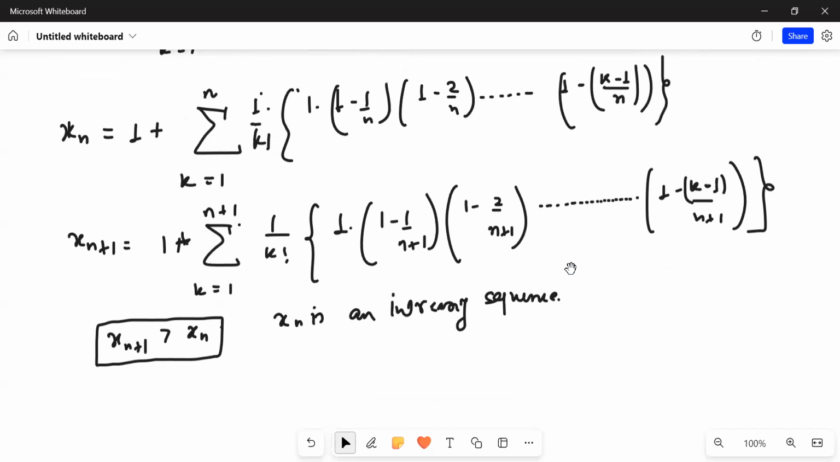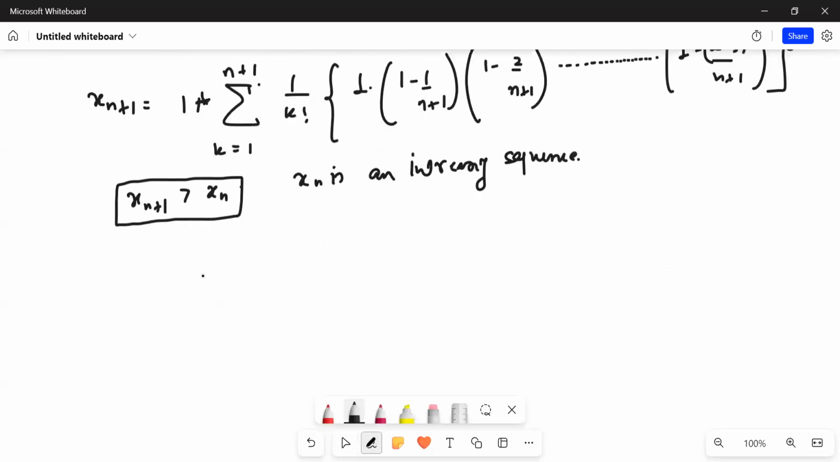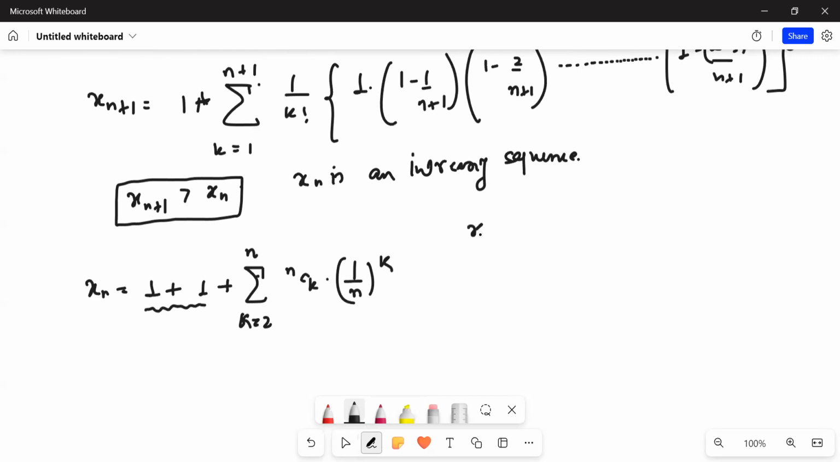This particular sequence xn is an increasing sequence. Now, just think about this. xn is equal to what? It is equal to 1 plus 1 plus the summation k equals 2 to n of nCk times 1 upon n raised to power k. So clearly this is greater than 2. So clearly xn is greater than 2.